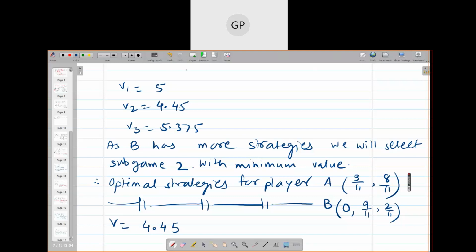Now 10 minutes are left. I can take the other case also quickly and then we will stop.